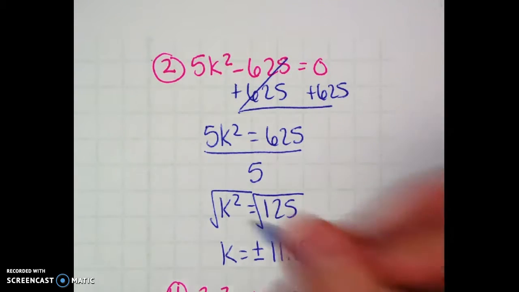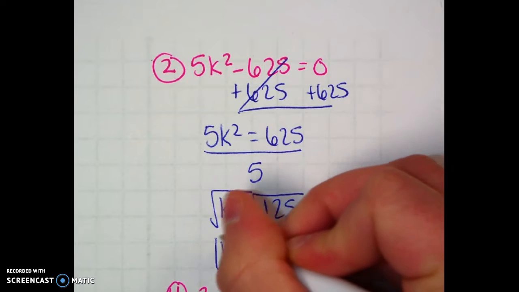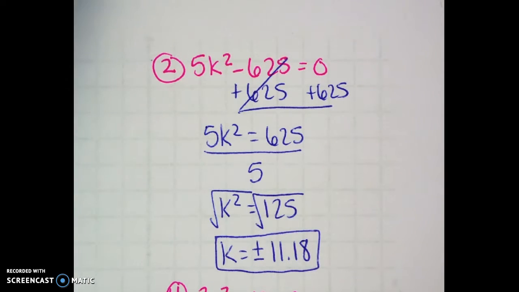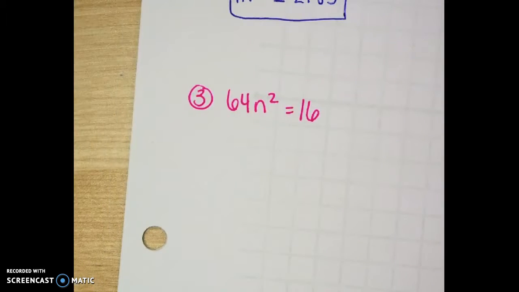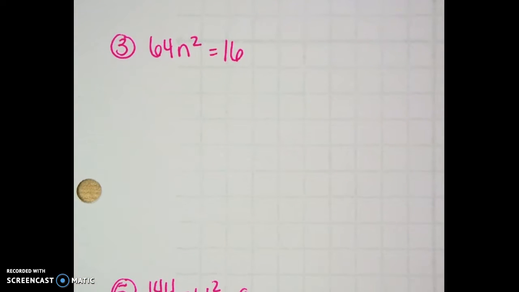I didn't have to round on that one because the next digit was 0 and that didn't mess with the 8 at all. Okay, let's look at number 3. Go ahead and try that one.